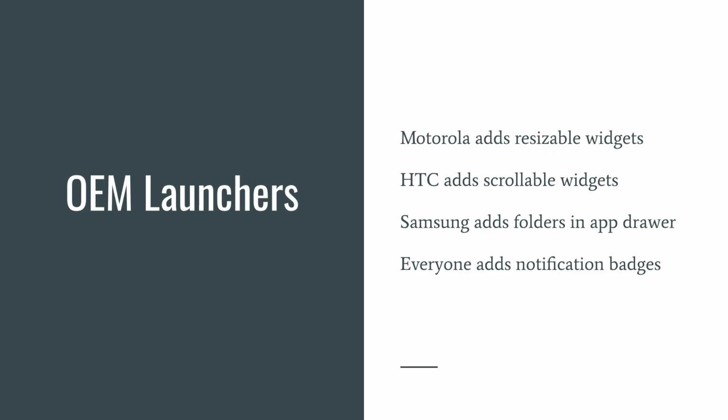OEMs were also starting to do more things at this point. Motorola did resizable widgets before anyone else did. HTC did scrollable widgets, again, before anyone else. Samsung did folders in the app drawer, which they still do today, and Google doesn't. And basically everyone did notification badges to kind of match what iPhone was doing.